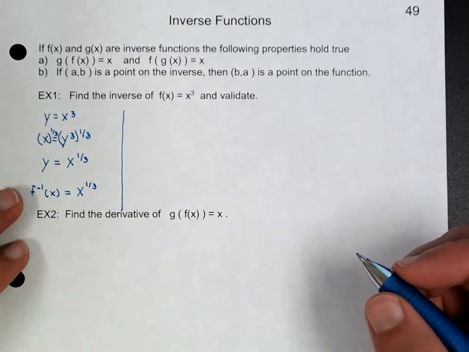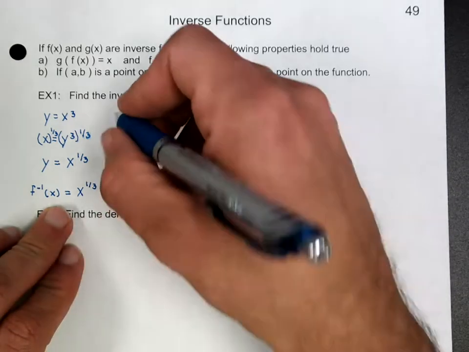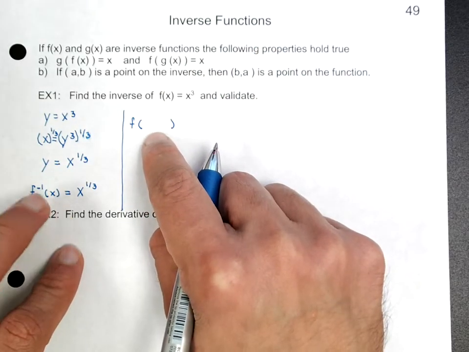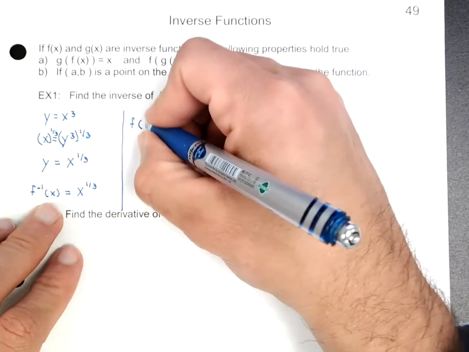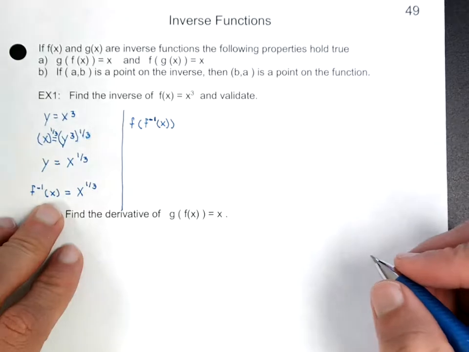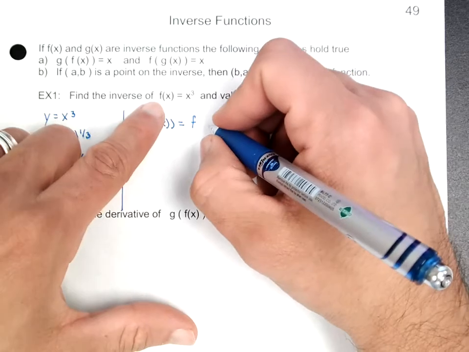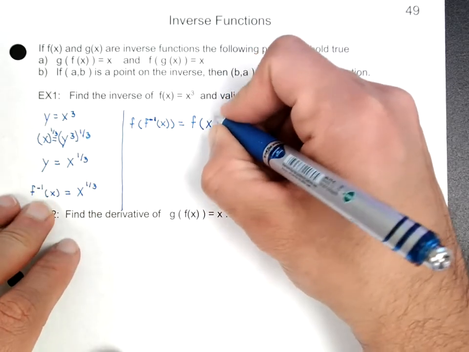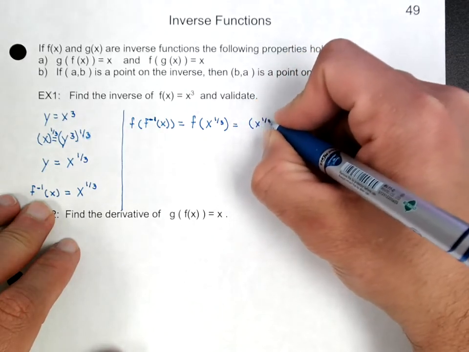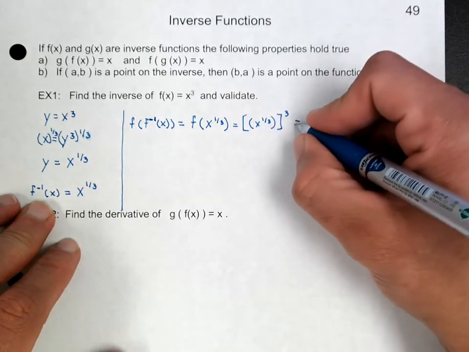Okay, now after that, to make sure that they're truly inverses of one another, I have to grab function f, and inside of here I have to plug in the inverse function. So all that means is that if I have function f, which is this one, and I plug in x to the 1/3, now what I have is x to the 1/3 power raised to the 3rd power, and when I do that, I get x.